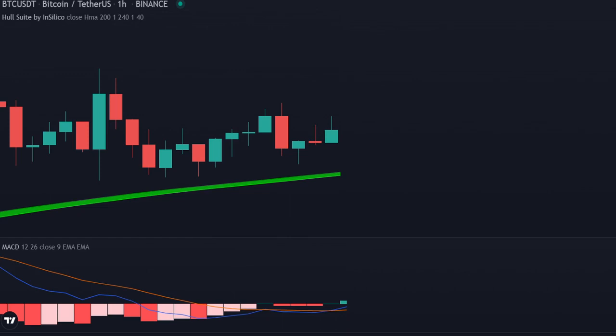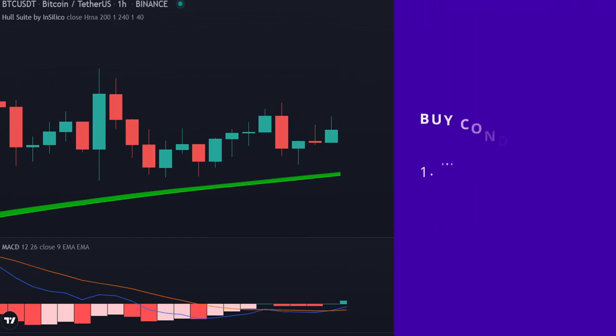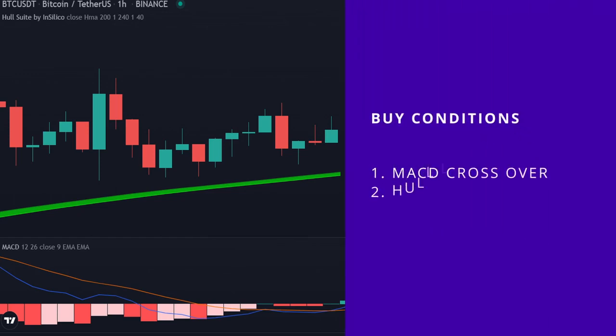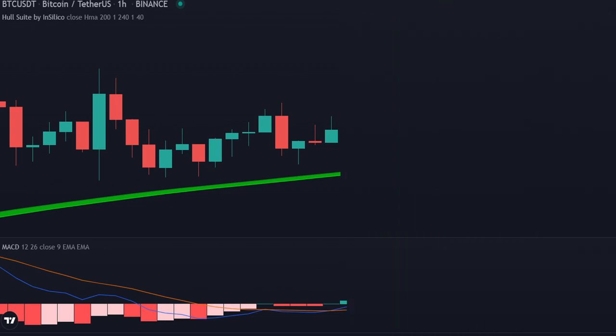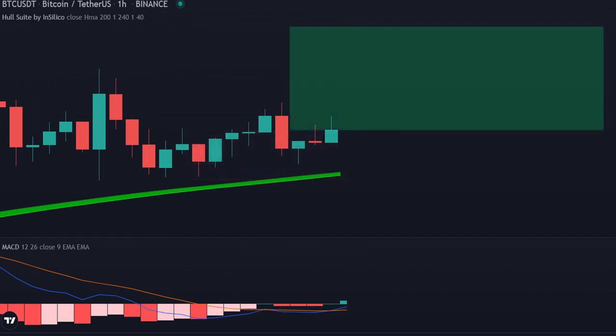Our conditions are very simple. The MACD fast line must cross above the slow line, and the Whole Sweet line color is green. As we can see on our screen, the MACD crossover did happen there, and the color of Whole Sweet line is green. We should prepare our long trade here. Set the stop loss below the pullback of previous price here. Our take profit should be between 2 to 3 times the stop loss.